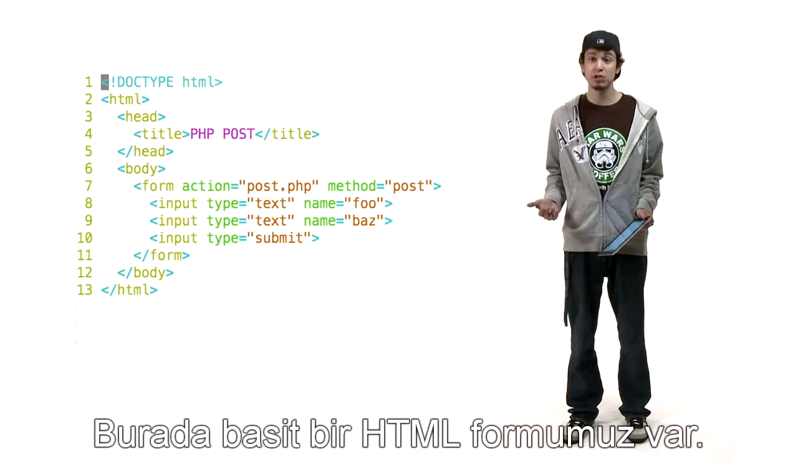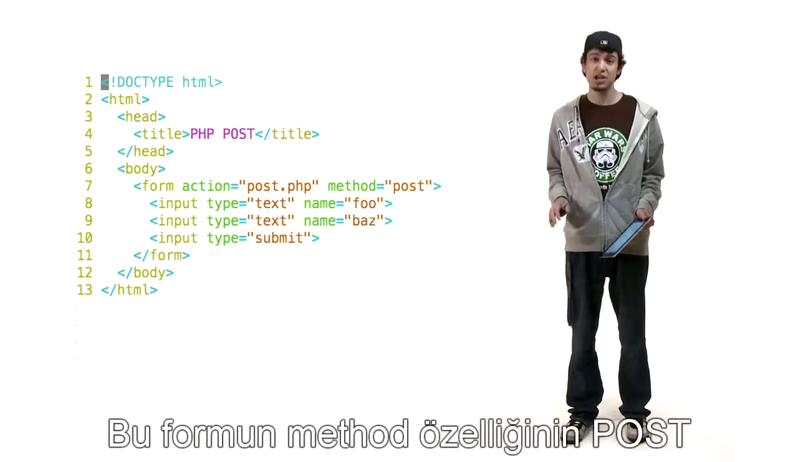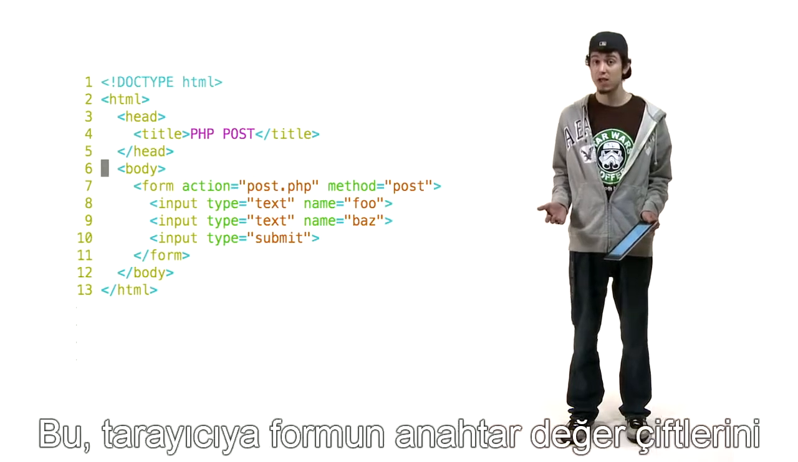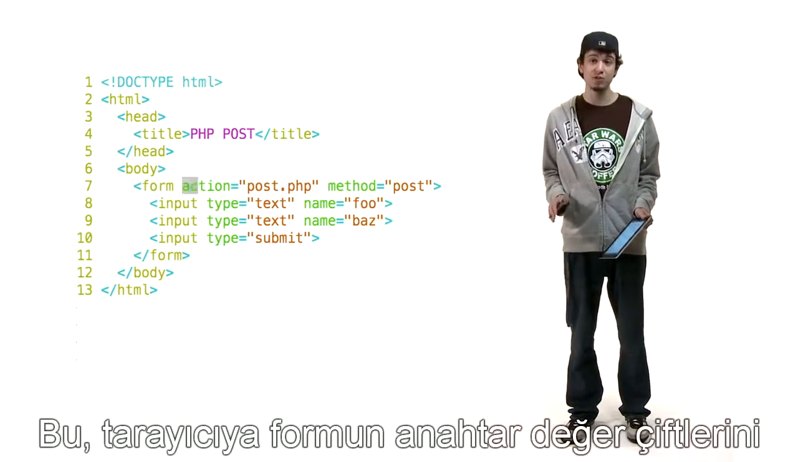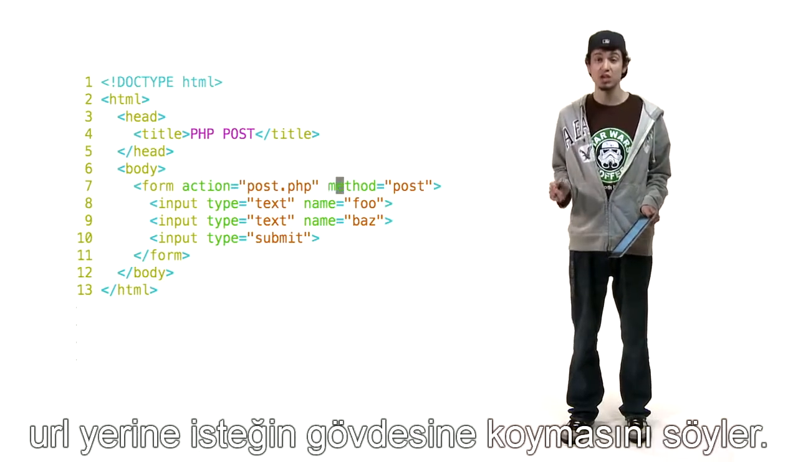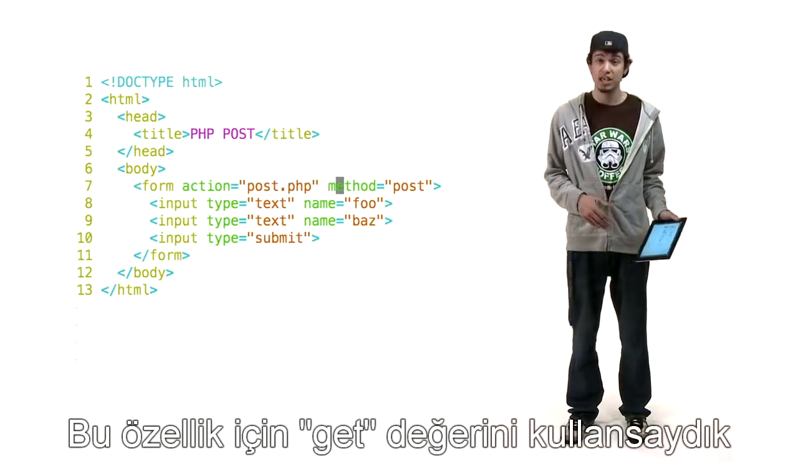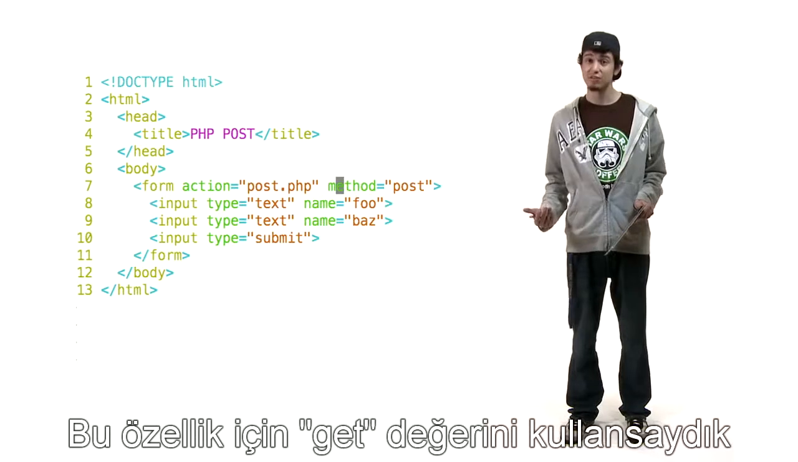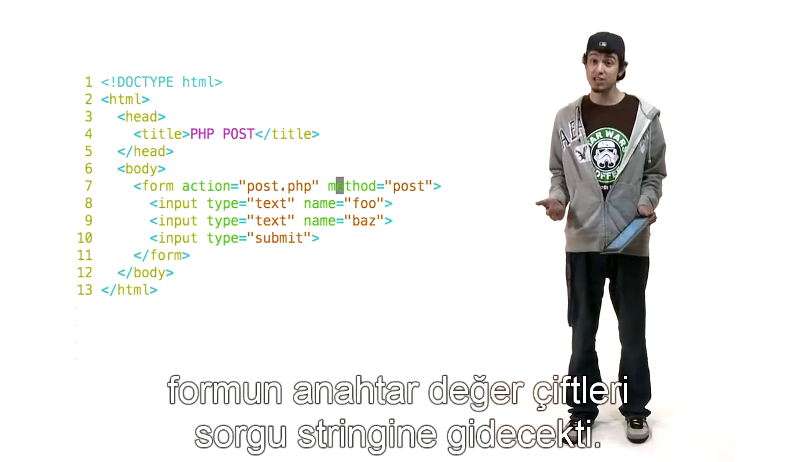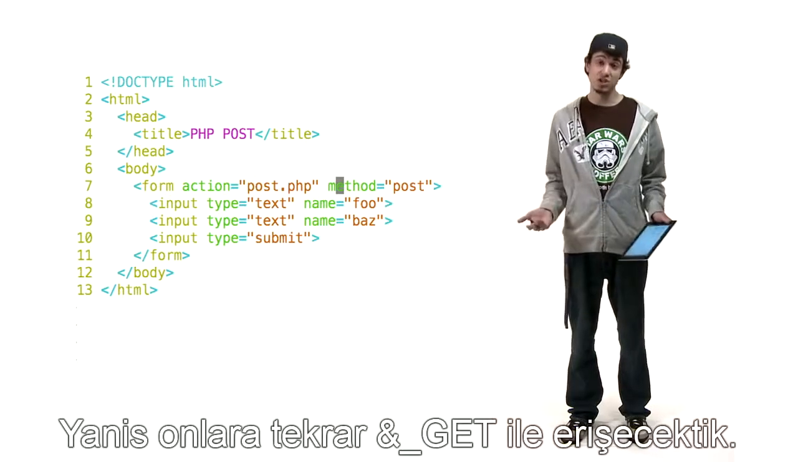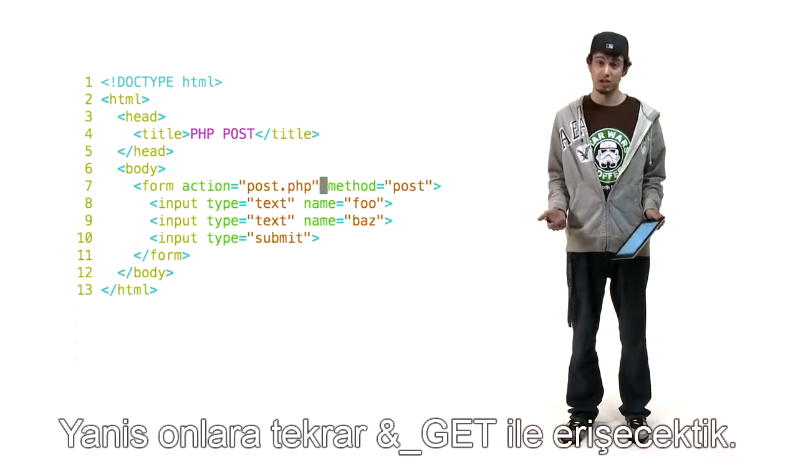Here, we have a simple HTML form. Notice here that the method attribute of this form is post. This tells the browser to put the form's key value pairs into the body of the request rather than the URL. If we were to use the value get for this attribute, then the form's key value pairs would instead go into the query string, so we could access them via $_GET again.